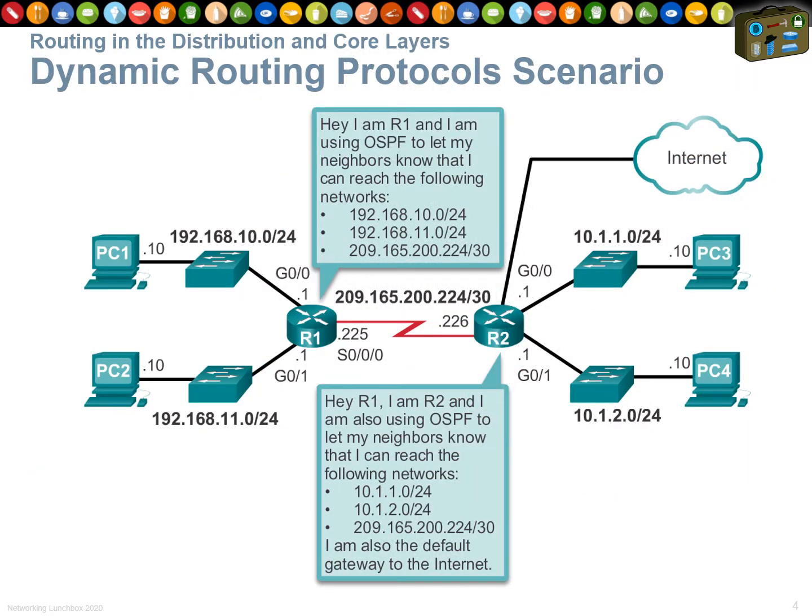So in this scenario, exactly the same setup, but now we have dynamic routing. Router 1's running a routing protocol, router 2 is running a routing protocol. They're sharing information amongst themselves dynamically. Networks go down, networks come up, add new networks, everything's taken care of automatically.